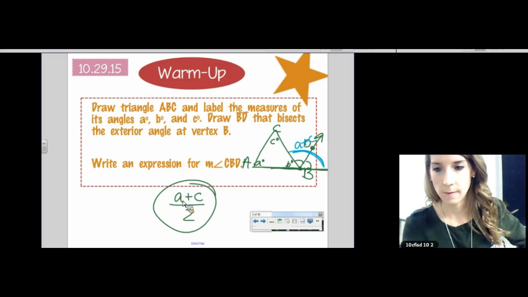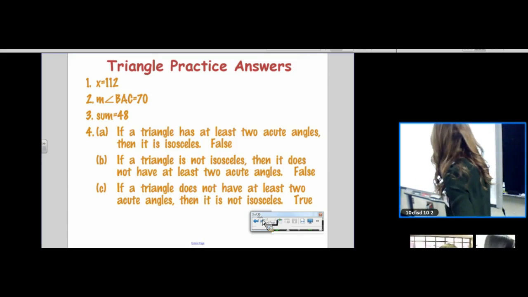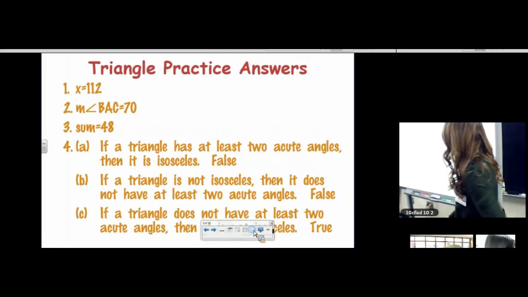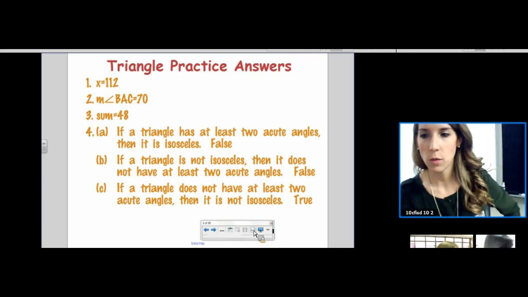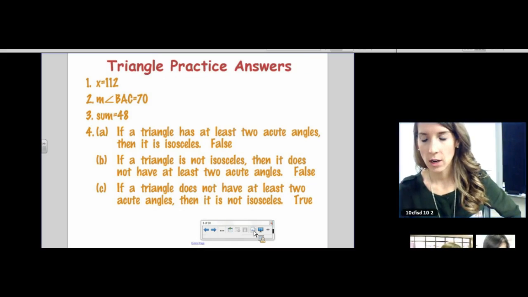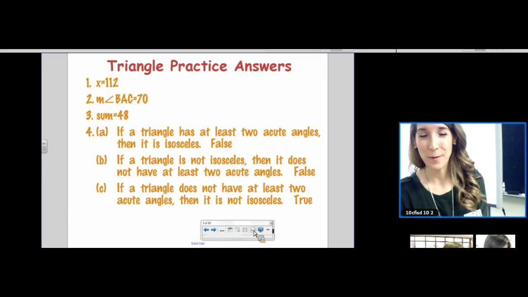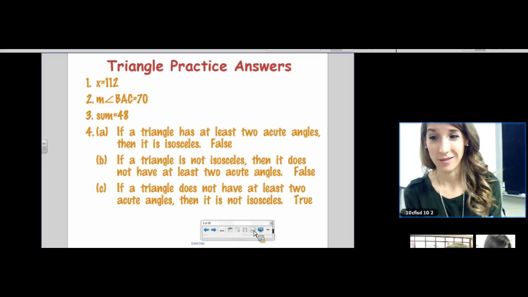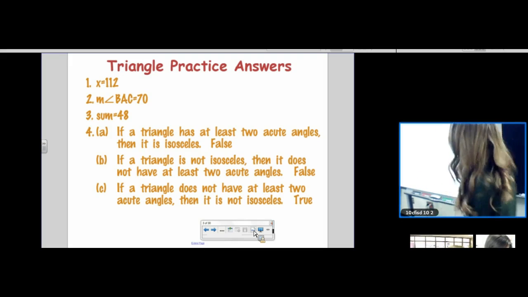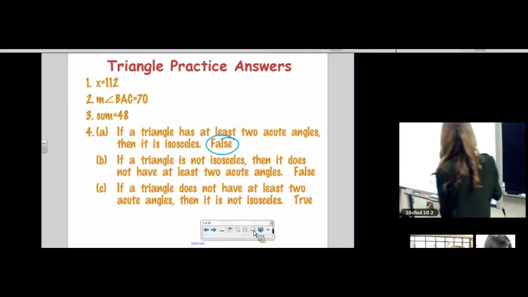Any questions? Homework answers. These are on multiple slides, so this is just 1 through 4. Check your answers quickly, please, to 1 through 4. I know there was a lot of writing. Yes, I know. It is important that you got this part right.